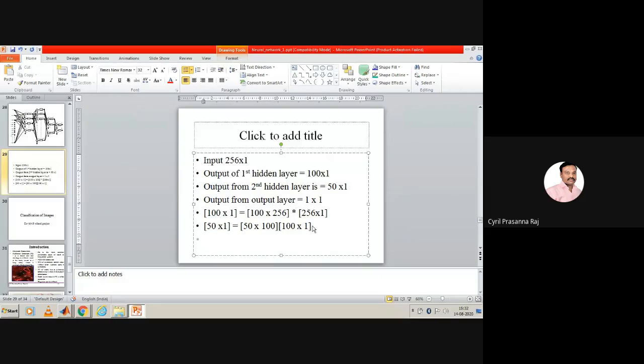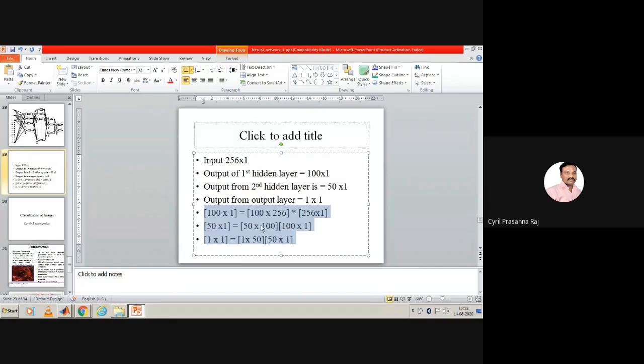Similarly, for the output layer, your output is going to be of size 1 cross 1, and you have to find out the weight size. The input size for the output layer is 50 cross 1. Now to convert 50 cross 1 to 1 cross 1, this matrix size should be 1 cross 50. So this is how the simple mathematics works out in classifying the image.